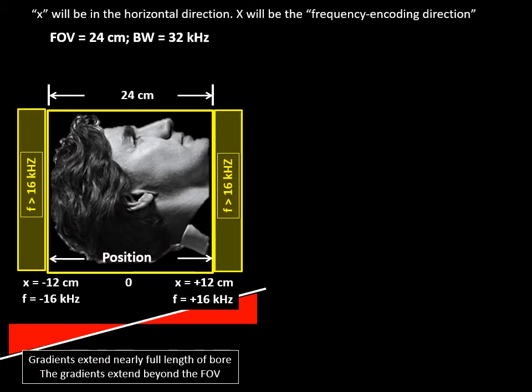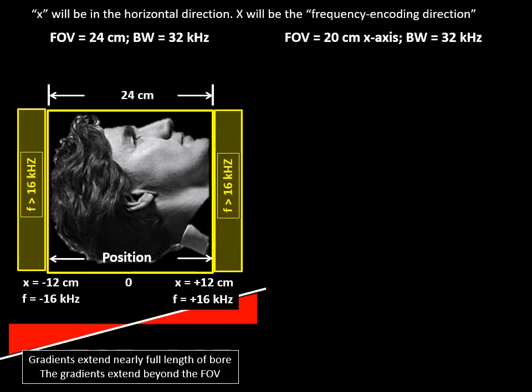In this particular example, we're going to use a field of view of 24 centimeters in each direction and a bandwidth of 32 kilohertz. So the gradient is shown in red at the bottom of the slide, and you can see that the gradient extends beyond the field of view that is intended. It extends nearly the full length of the bore of the magnet. And the frequencies that are created beyond the intended field of view exceed 16 kilohertz in one direction at the chin end of the head and 16 kilohertz in the other direction above the vertex of the head.